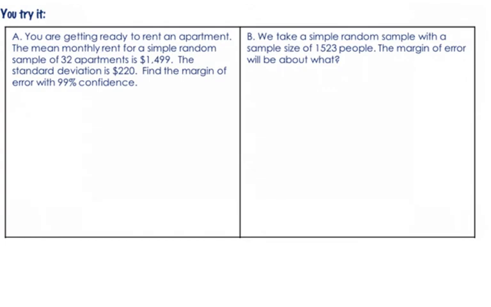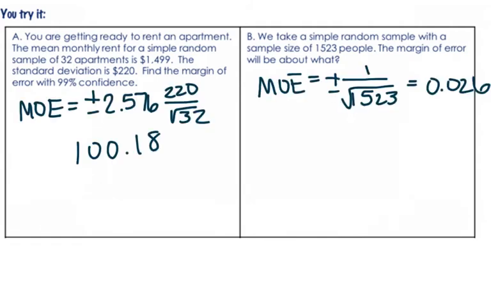Alright, so I want you to pause the video, and I want you to try both of these. So try it in 1, 2, 3. Okay, so for these two examples, you're going to use each of the margin of error formulas. So for the first one, we get 100.18. So what that means is that the actual number will be between these two numbers.